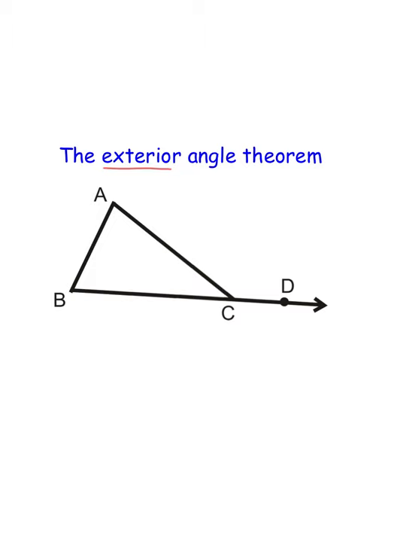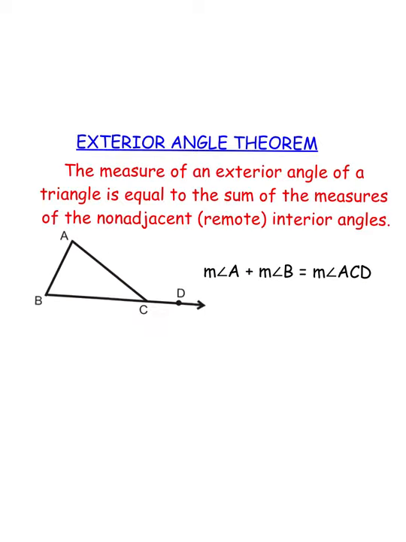So we're talking about a theorem that deals with this outside angle, which is outside of a triangle. The exterior angle theorem says that the measure of an exterior angle of a triangle is equal to the sum of the measures of the non-adjacent remote interior angles. So if we look at the actual theorem or the rule here, it says if I take the measure of angle A and the measure of angle B, it's equal to the measure of angle ACD.